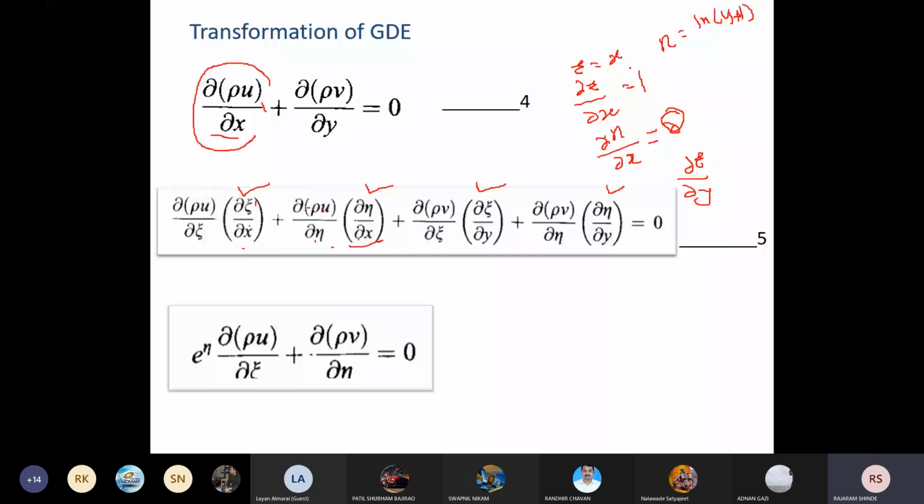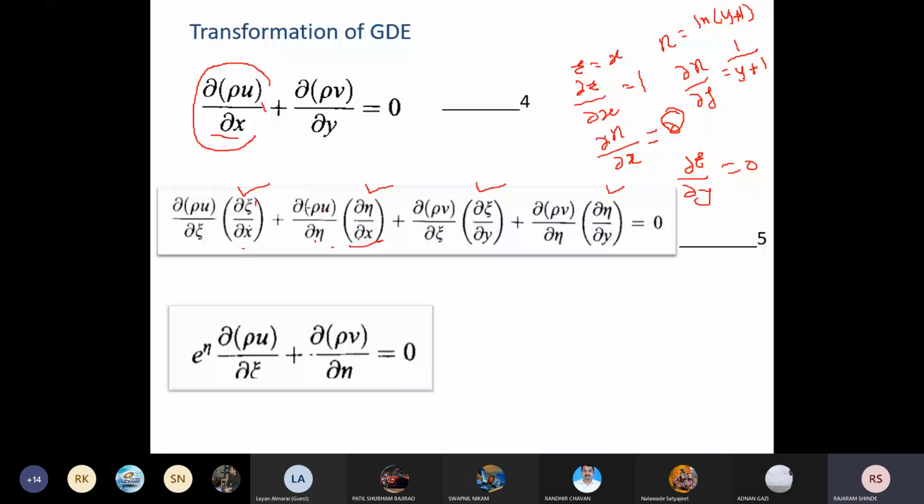Next term we need is ∂η/∂y. Now this is ln of (y plus 1), so its derivative is 1 upon y plus 1, okay. Now these are your derivative terms. Now I will put all these terms in this equation.